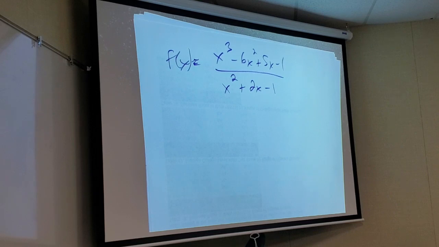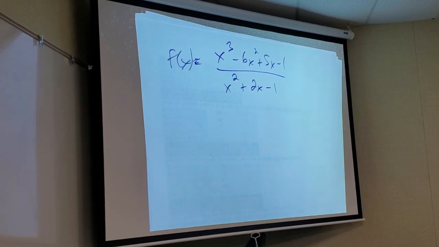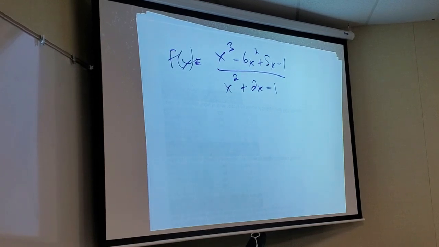So, if the bottom degree is higher, it grows faster. The whole thing goes to 0 because I'm dividing by bigger. This is the exact opposite situation. Is the bottom able to keep up with the top? No. Therefore, the top is growing unbounded, so this does not have a horizontal asymptote. Unfortunately for you, it's not the end of the story. It does have a certain type of asymptote.